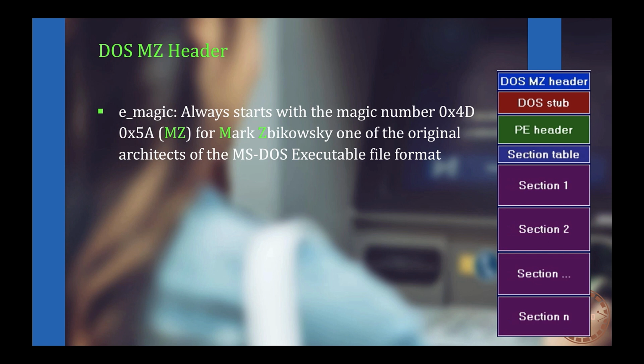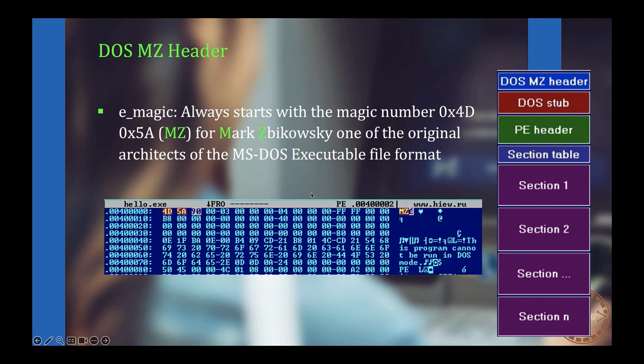The file always starts with the magic number 4D5A hexadecimal, which is MZ, and actually this is the name of Mark Zbikowski. This guy was one of the original architects in Microsoft of the MS-DOS executable file format. Lucky for him, he put his actual initials as the header. And as you can see here, the 4D and 5A are right at the beginning of every executable in Windows today.